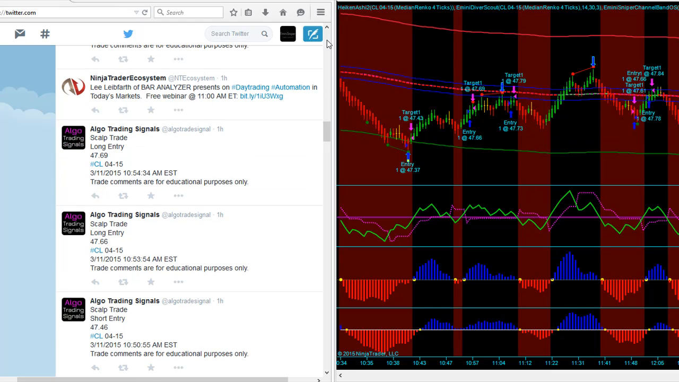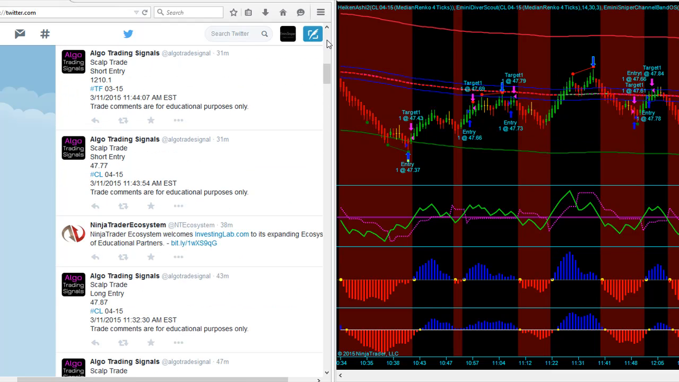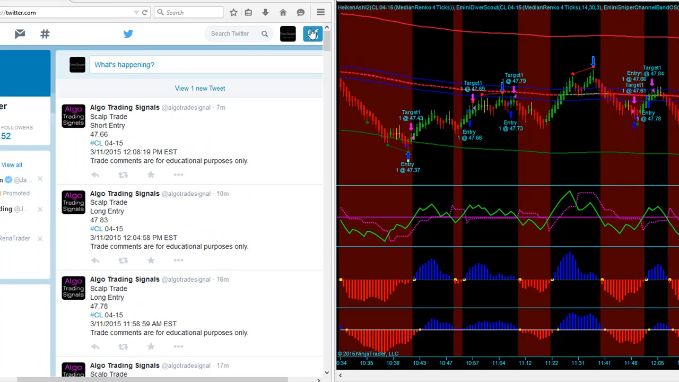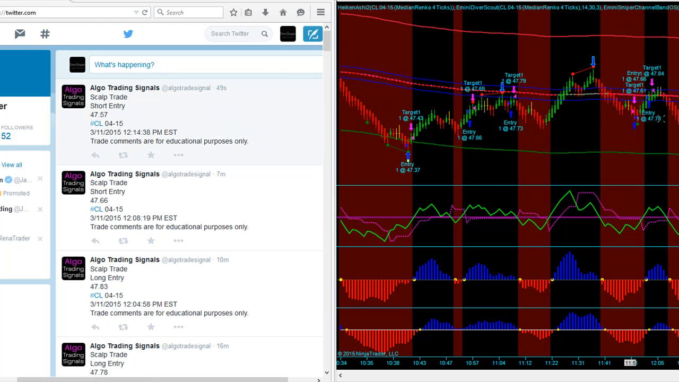Let's get up to the current action. Let's see how many signals there are. A bunch. 66 was the short in here, and that popped down to about 55. And then 57 is the latest tweet coming out, and that one has already gone to 48, so about 9 ticks of follow through on that. That's all we're looking for, just a whole slew of winners. And certainly Algo does extremely well.